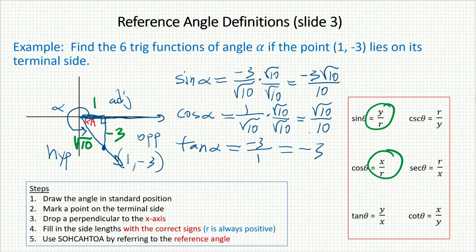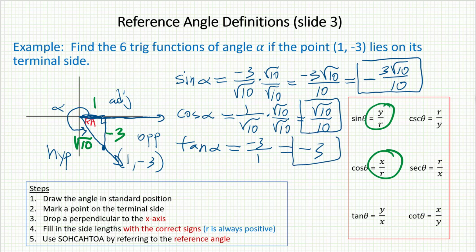By the way, a word about the negatives. Probably the best way to write a negative fraction is to have the negative on the side. A negative on the top is fine, but this is probably best. So we have our answers to the big 3. I could have used the definitions over here, y over r, x over r, y over x. That would have been just fine, but I don't really have to. With a great picture, I can just use SOHCAHTOA.